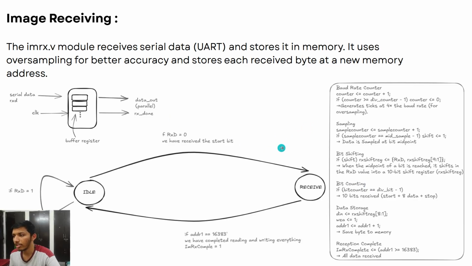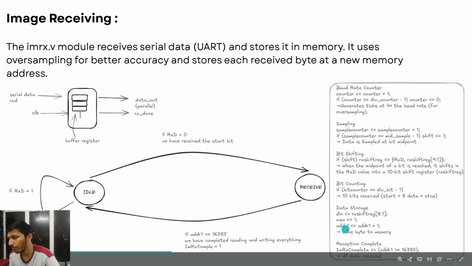I generate ticks at 4 times my baud rate for oversampling, and at exact center, that is after 2 cycles, I sample it and write it. Similarly, I wait for 10 bits, that is start plus 8 data bits and one stop bit. After that is done, I load it in my VRAM.